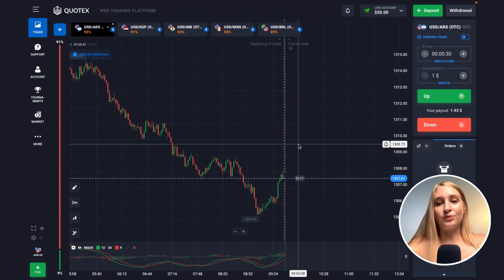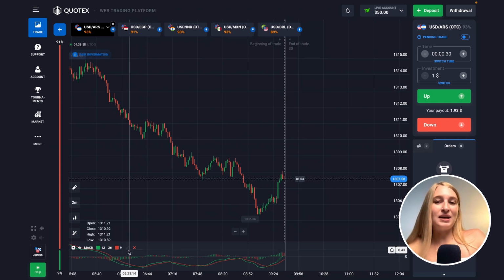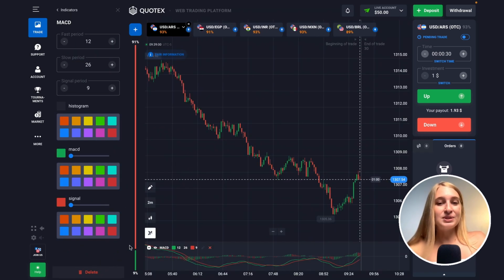MACD, or moving average convergence divergence, is a technical indicator used to determine the price trend direction in the market. It consists of two moving averages. Let's see what they are. We need to tap the pencil button and then we will see. It consists of two moving averages, EMA, and the histogram.